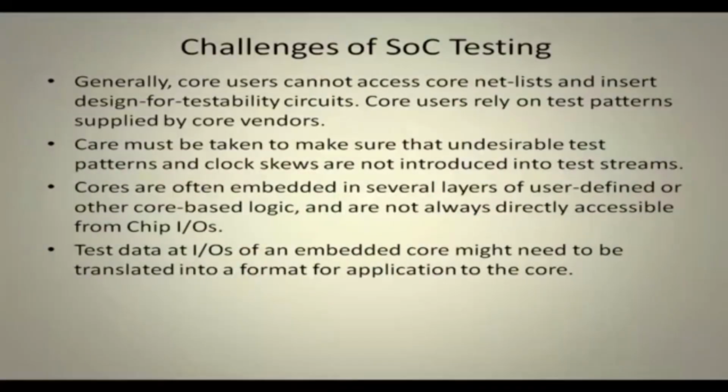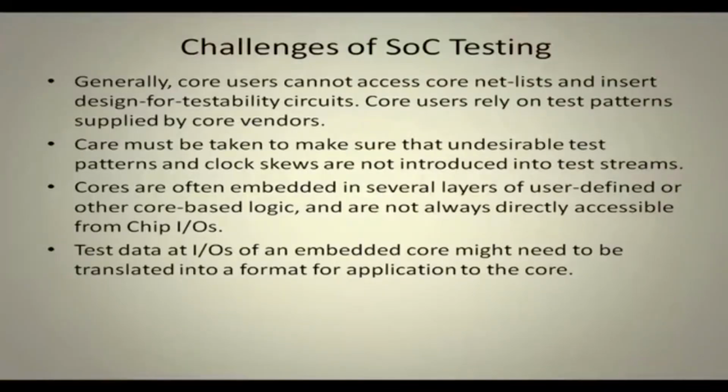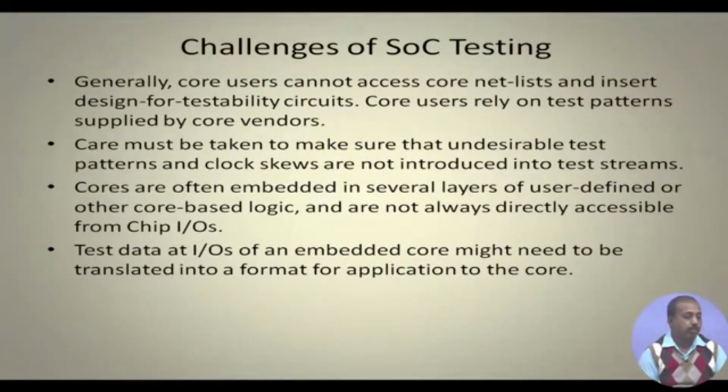So, care must be taken to make sure that undesirable test patterns and clock skews are not introduced into the test streams. This is very important, as we have seen that the X values, the unknown sources, and the clock skew are to be stopped when we are doing this testing. Particularly, that will affect your compression and compaction mechanism and all that. So, they are to be stopped. Whether this has been taken care of by the core vendor or not, as an integrator one cannot take care of this because the details are not known. So, from the core vendor's point of view, this has to be done.